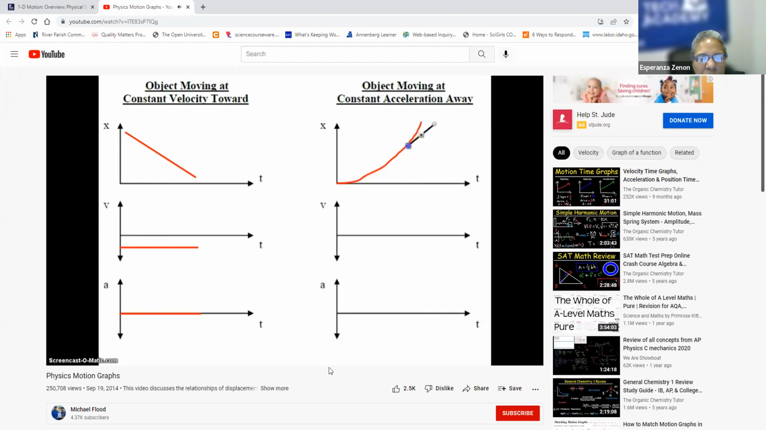When we move upwards and higher on the graph, what's happening to our tangent line? Our tangent line slope is getting steeper. That means the speed is increasing. That means our object is accelerating. If we were to do the other line, and we'll have that scenario later, you would see that the slope would be decreasing, showing that the velocity is decreasing. Okay? All right, object moving, constant acceleration, away.